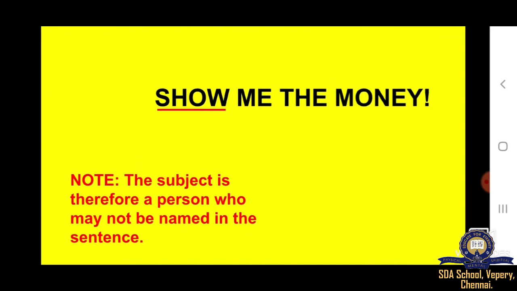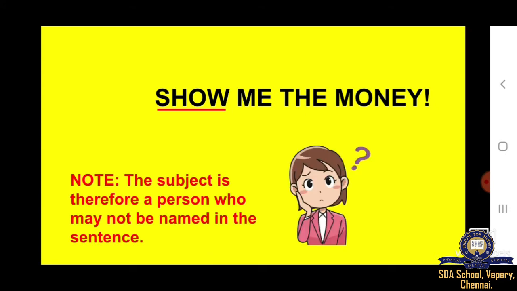And the next example: show me the money. Children, look at the sentence carefully. Here, the verb is show. Now, if I ask who will show me the money, do we get an answer? No, because we don't find any name, place or thing.